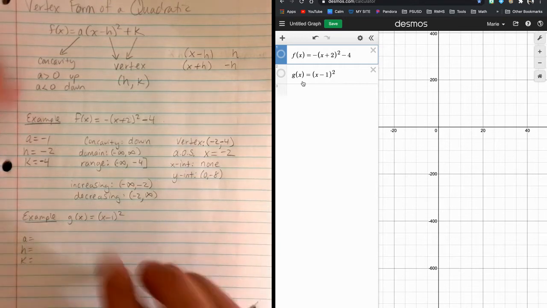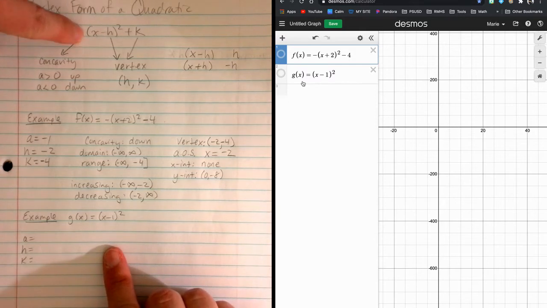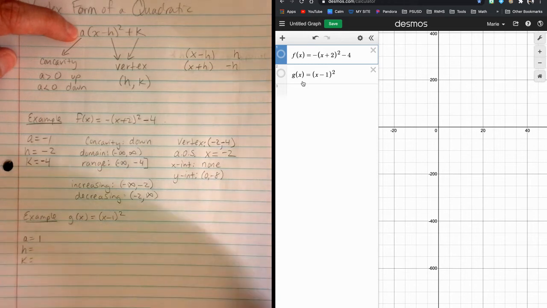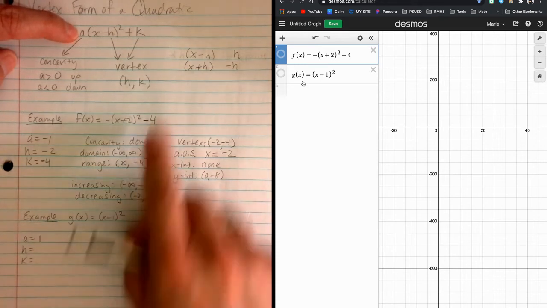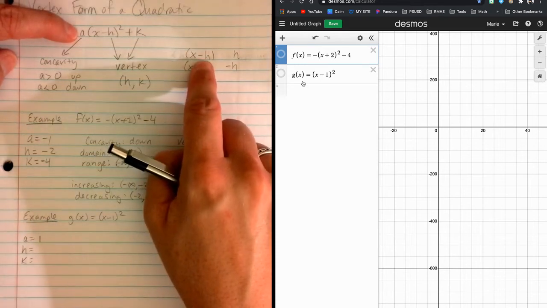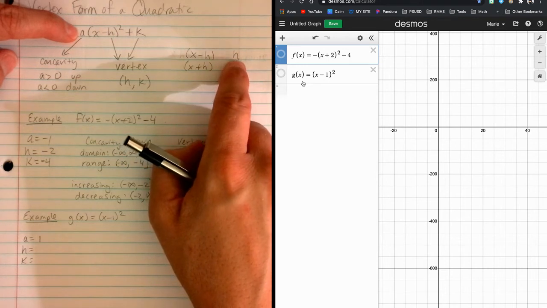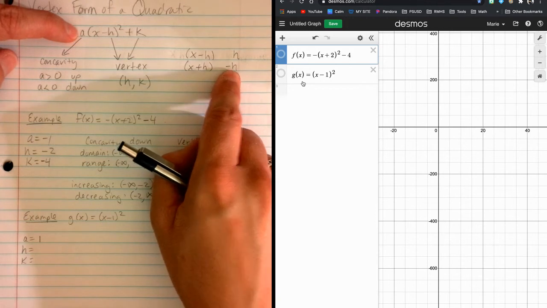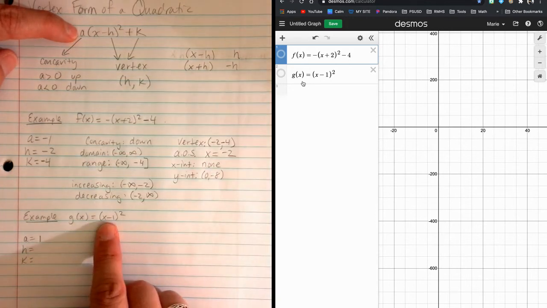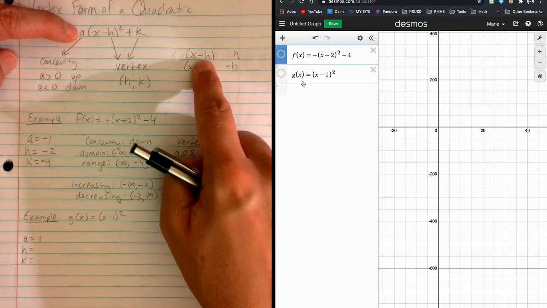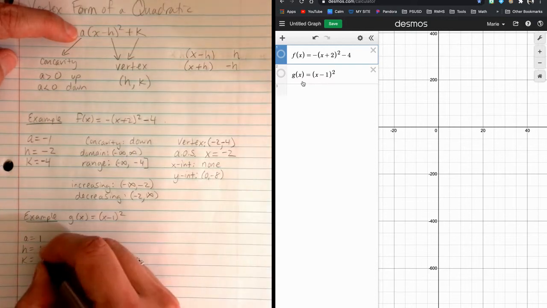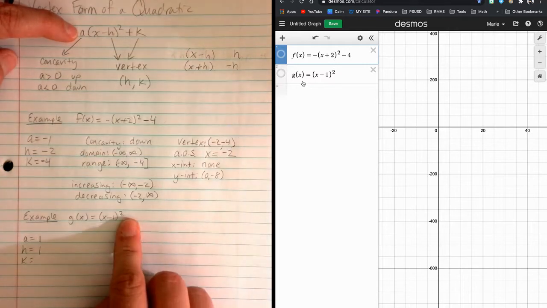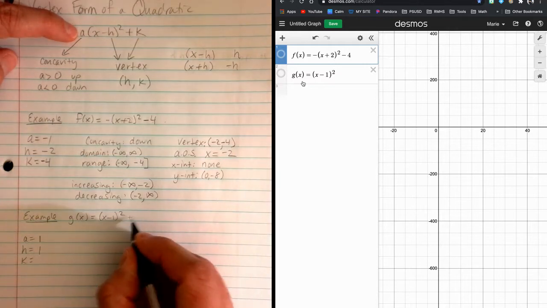So remember, a is the leading coefficient or the number in front of the parentheses. So in this case of g of x, it's just positive 1. H is on the inside. So remember, if it's x minus h on the inside, then the h value used is positive. If it's x plus h on the inside, then the h value used is negative. So inside here I can see it's minus 1, which means my h value is positive 1. And k, it's plus k, but there's nothing here. So we can think of this as plus 0.